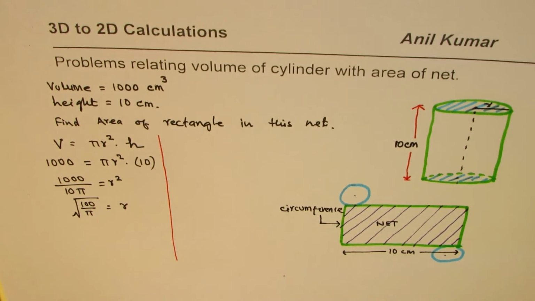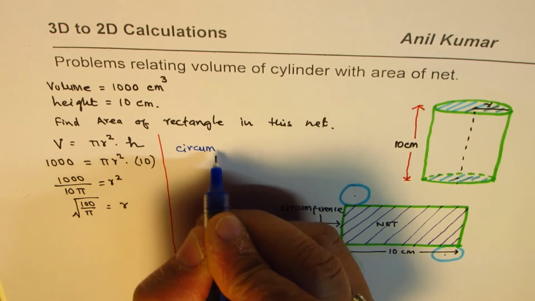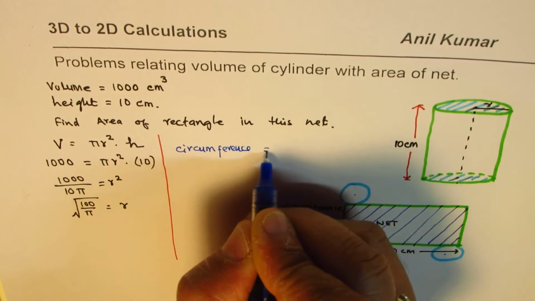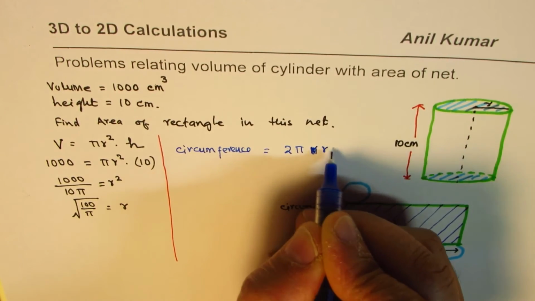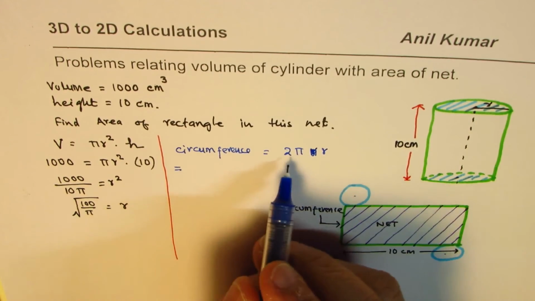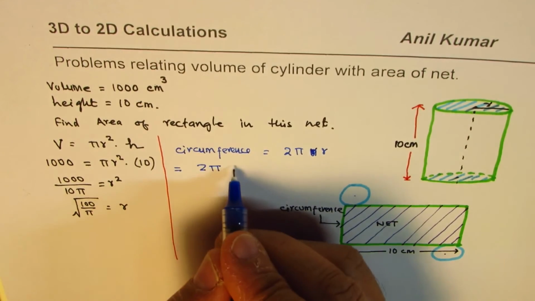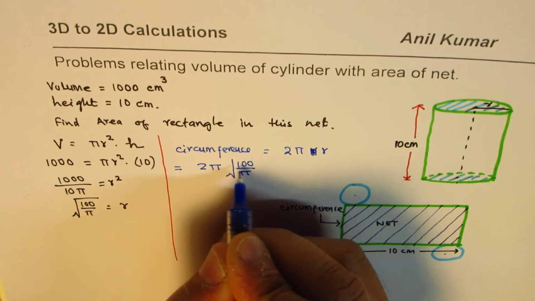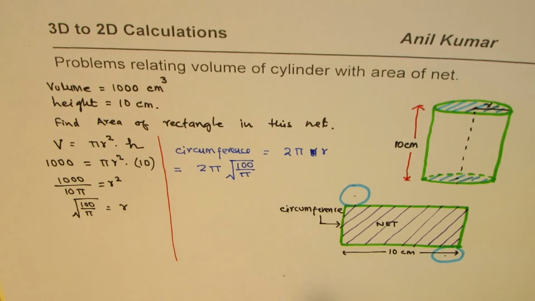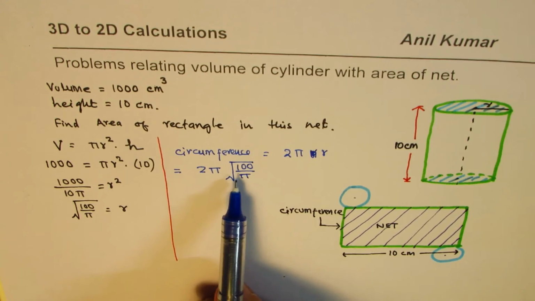To find the circumference, we know the circumference is, let's use another ring. What is the circumference? It is 2 pi r. Is it okay? That's the formula, 2 pi r, right? Let's write it clearly. In this case, the circumference would be 2 pi times the radius, which is the square root of 100 over pi. So this is the circumference. You can always use a calculator to calculate this answer.